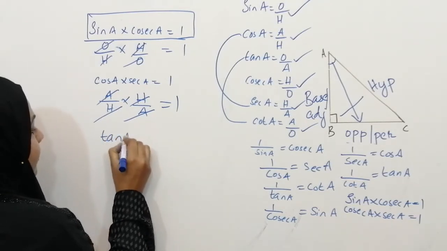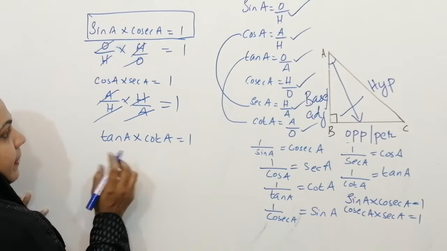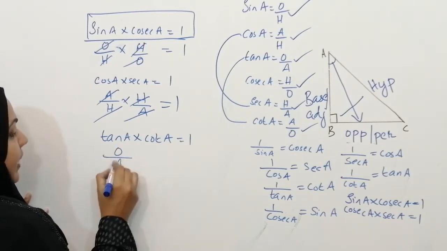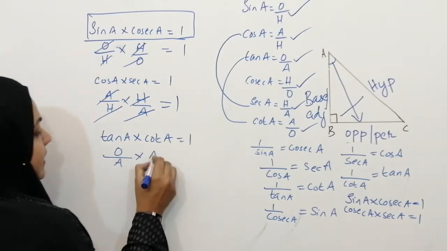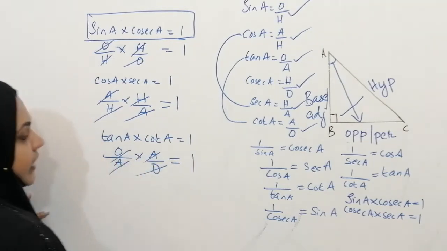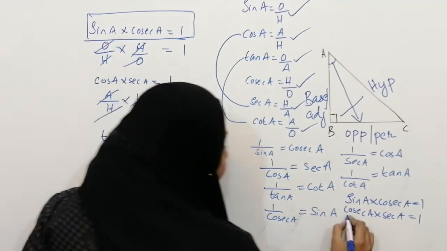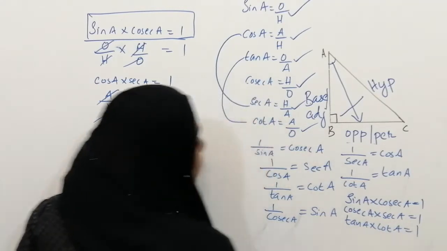Tan A into cot A is equal to 1. So what is tan A? Tan A is opposite to adjacent. So you know that cot A is the reciprocal of opposite to adjacent, so adjacent by opposite. So when you simplify, you will get tan A into cot A is equal to 1.